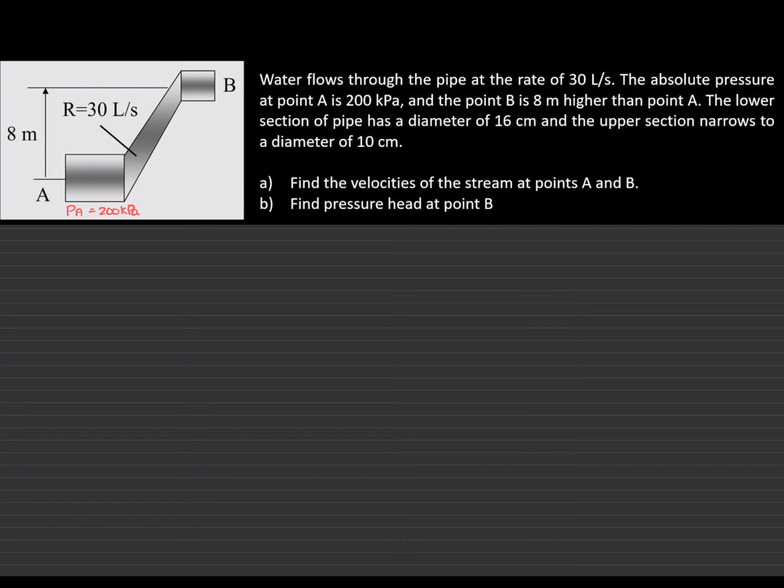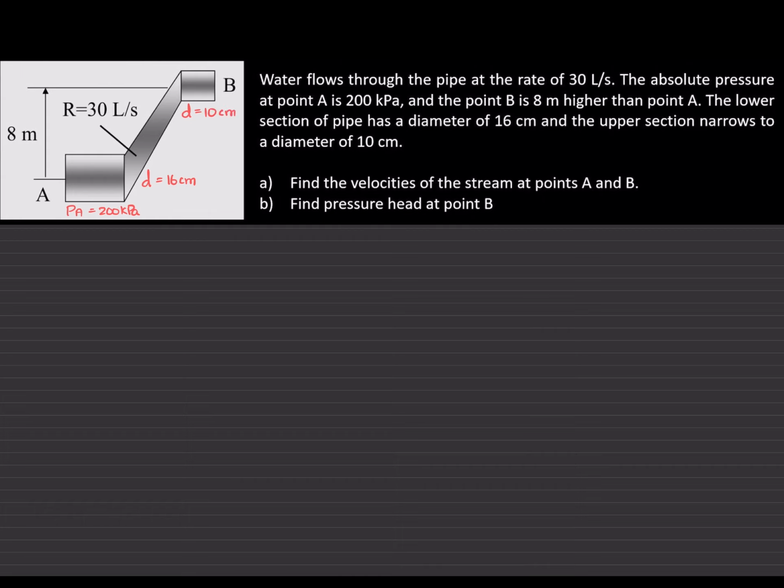And the point B is 8 meters higher than point A, as we can spot in here. The lower section of the pipe has a diameter of 16 centimeter. We can note that down as well. The diameter in here is 16 centimeter. And the upper section narrows to a diameter of 10 centimeter. So the diameter in here is 10 centimeter.